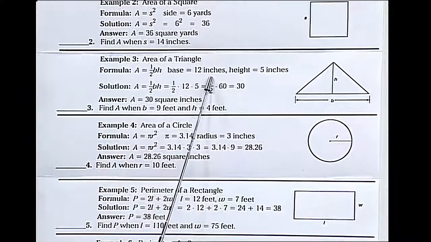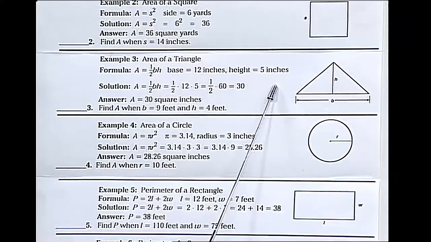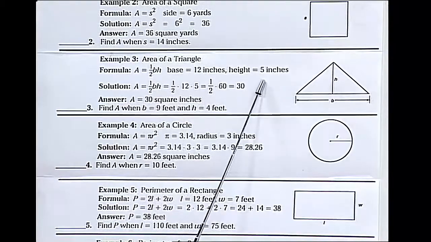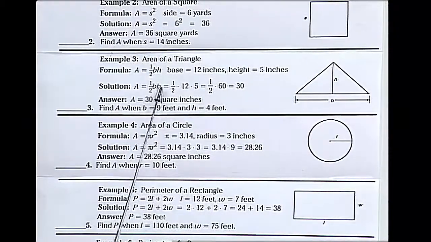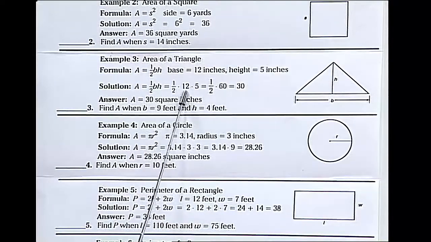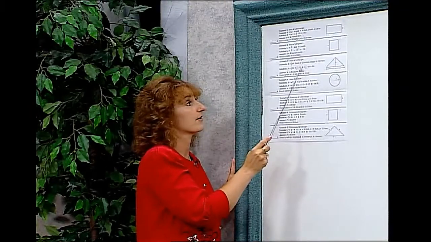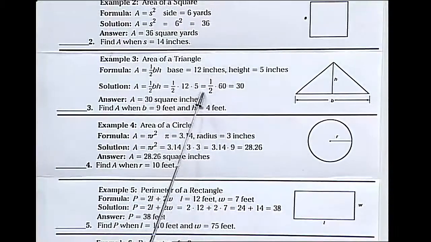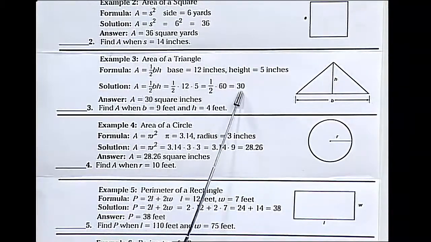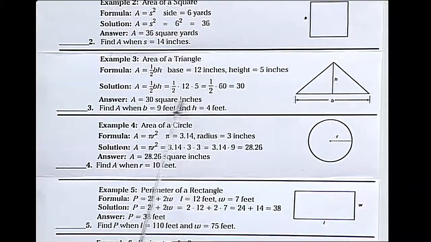The base is 12 inches, the height is 5 inches. So I substitute these numbers in for the base and the height in my solution. 1/2 times 12 times 5. Remembering that I can multiply in any order, 12 times 5 is 60. 1/2 times 60 is 30. So my answer is 30 square inches.